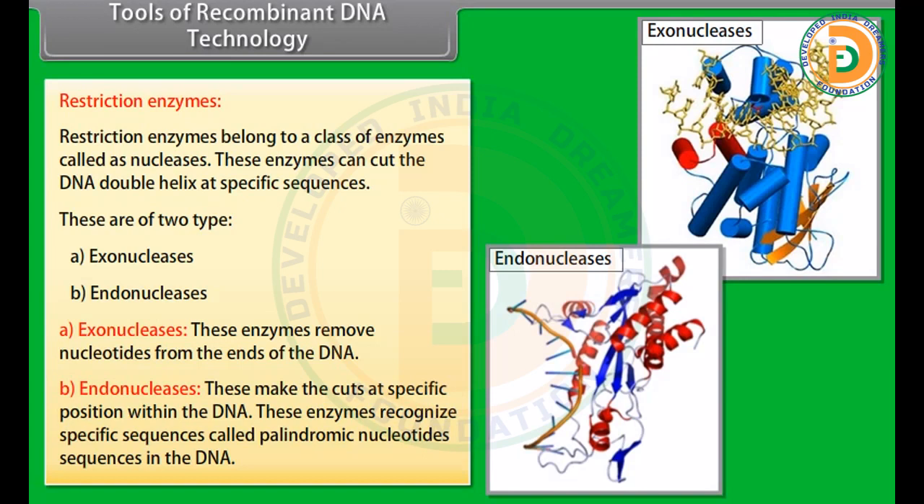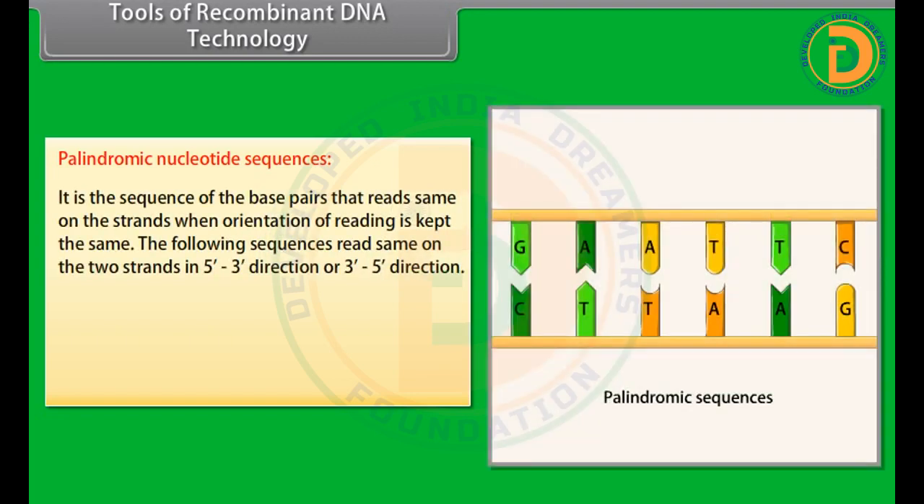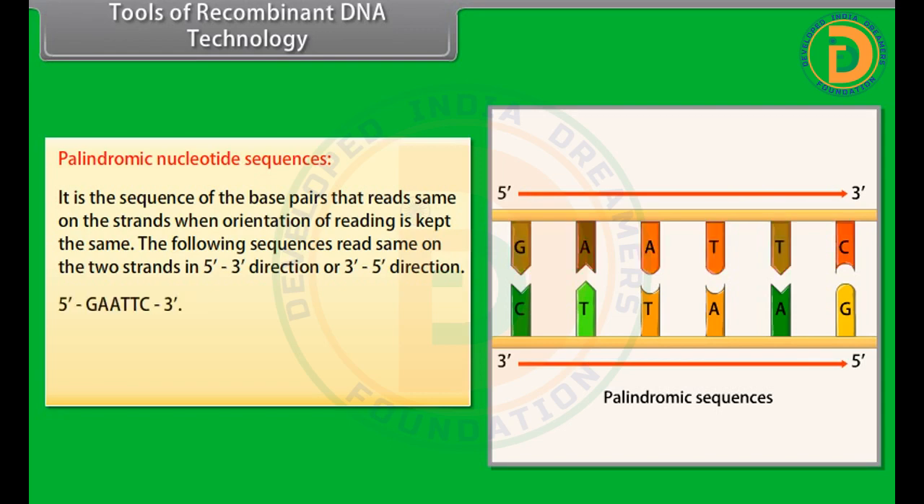These enzymes recognize specific sequences called palindromic nucleotide sequences in the DNA. Palindromic nucleotide sequences: it is the sequence of the base pairs that read same on the strands when orientation of reading is kept the same. The following sequences read same on the two strands in 5' to 3' direction or 3' to 5' direction. 5' GAATTC 3', 3' CTTAAG 5'. The first restriction endonuclease was Hind2.